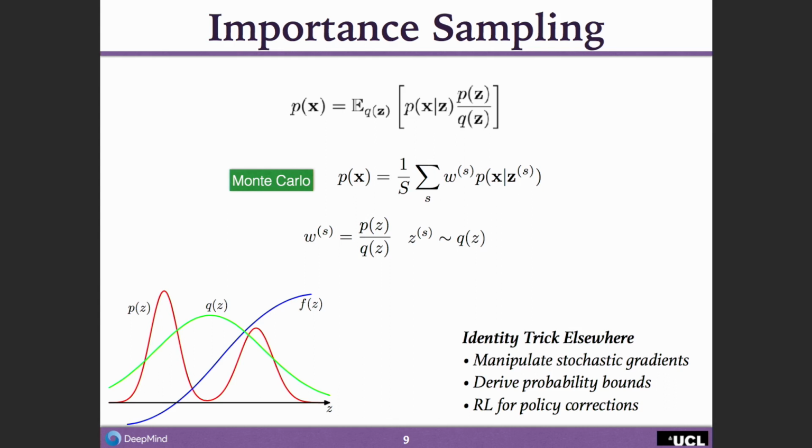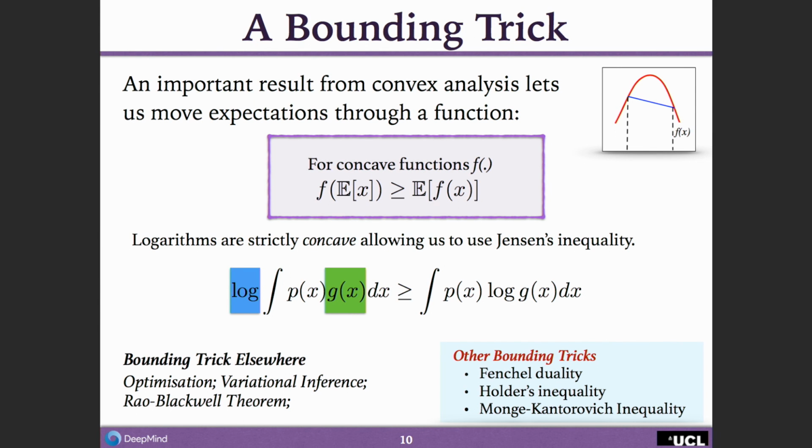The next kind of trick is a bounding trick, and there are so many bounding tricks that I just chose the most general one to do, and I'll mention a few others at the end. One of the most important results from convex analysis is that the function of an expectation can be bounded by the expectation of a function, for functions f that are concave. This is super useful because sometimes dealing with the function of an expectation is difficult, and you want to swap the integral with the function. Of course, this is an equality if the function is linear, because the expectation is linear, but for other functions, you won't have this property.